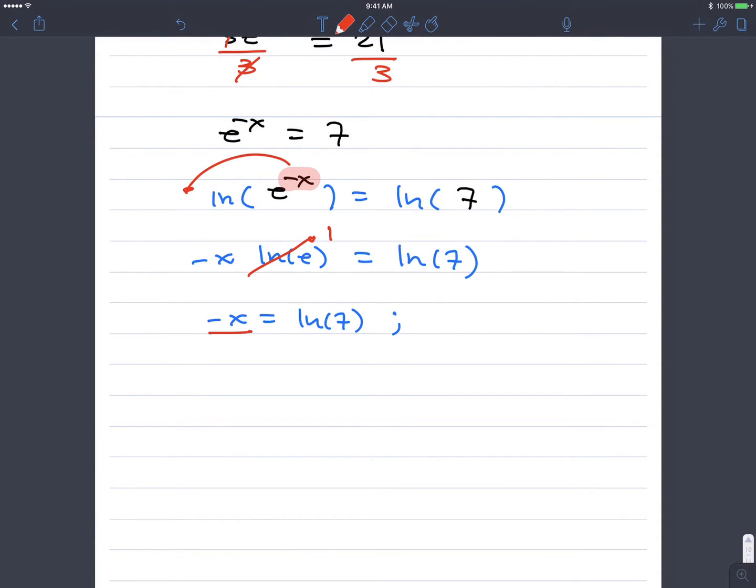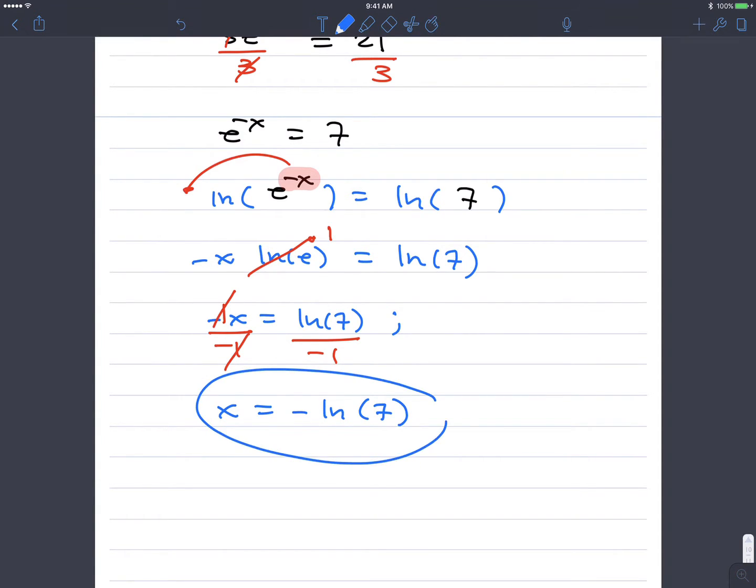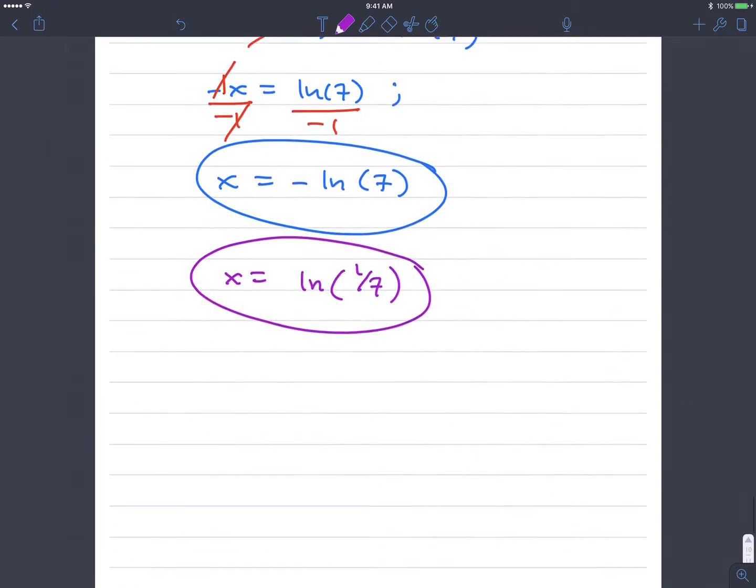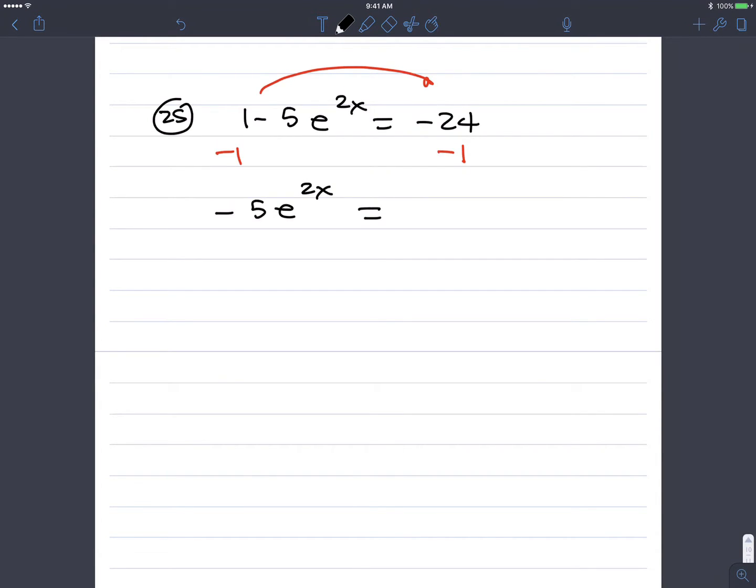Let's divide both sides by negative 1. Cancels. x is negative natural log 7. And again, we can also say that x is natural log of 1/7. Number 25. 1 minus 5 e to the 2x is negative 24. Translate your 1 or subtract 1 from both sides. What you'll have is negative 5e to the 2x is negative 25.